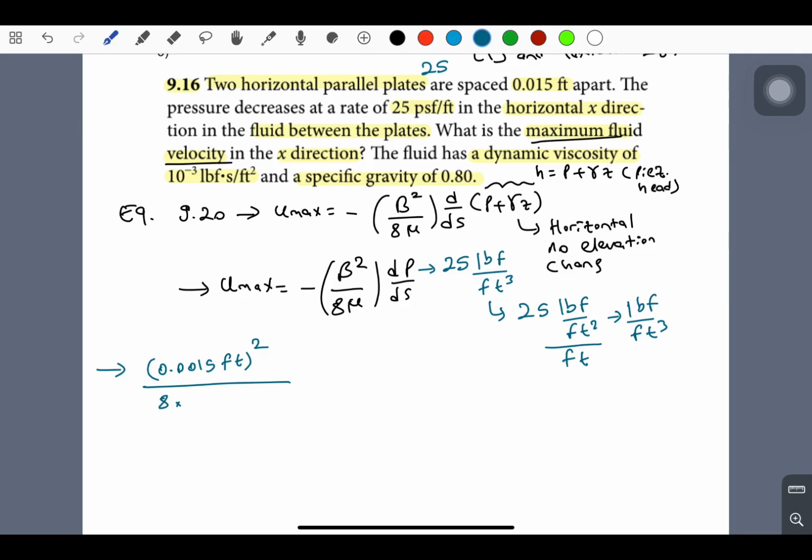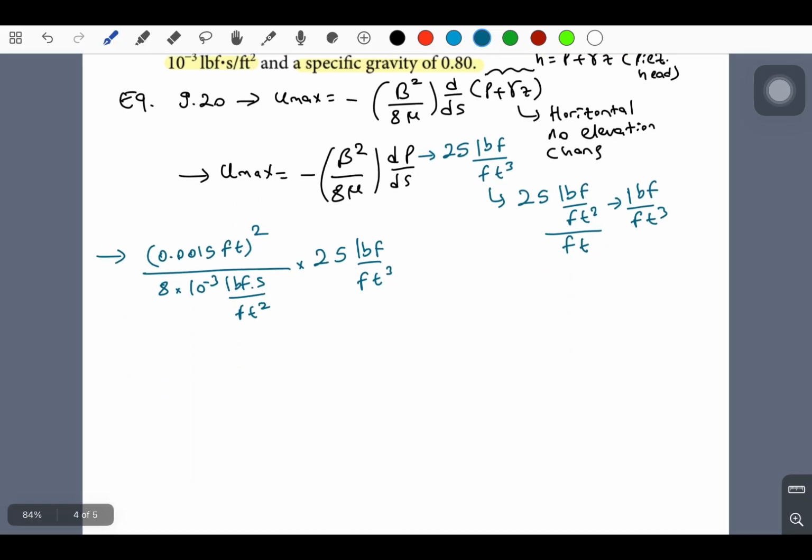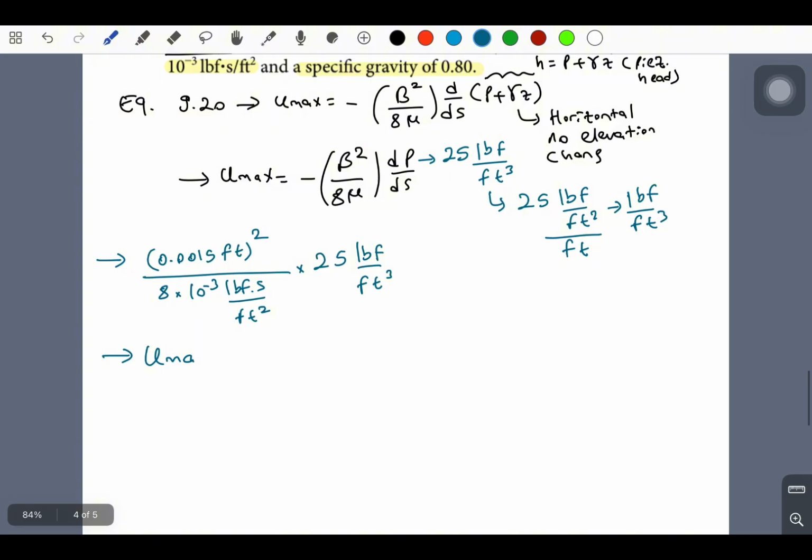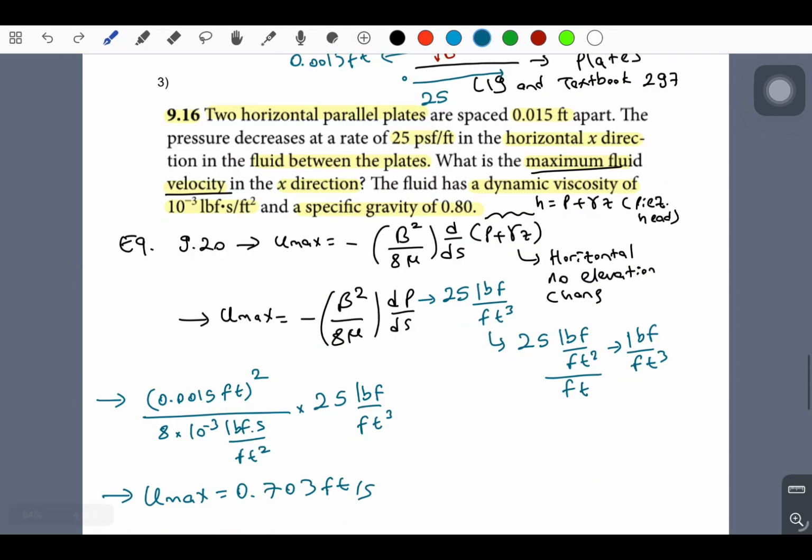We have 8 times the dynamic viscosity, and we have 25. From here, the maximum velocity between these plates will be 0.7703 feet per second.